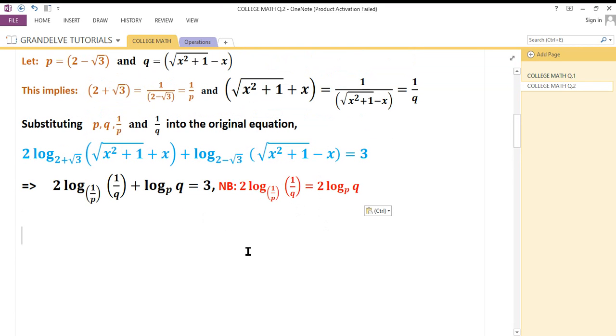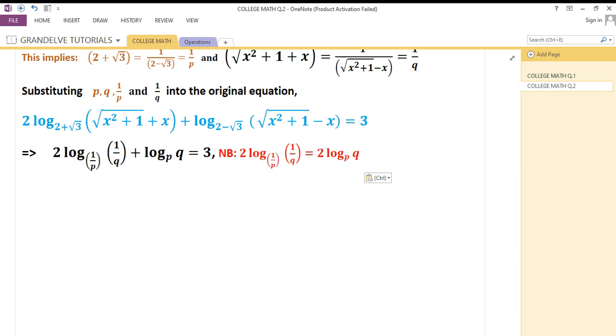Now, in that case, it means that we can put this expression in place of that. And so that's why we come to our next expression to be this 2 log q base p, plus this, that's log q base p equal to 3.